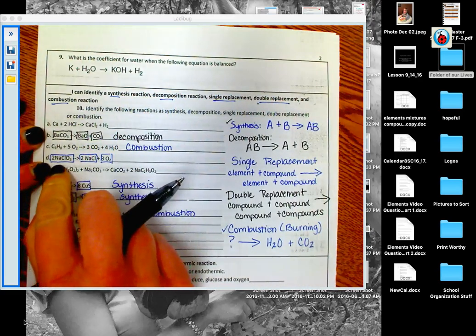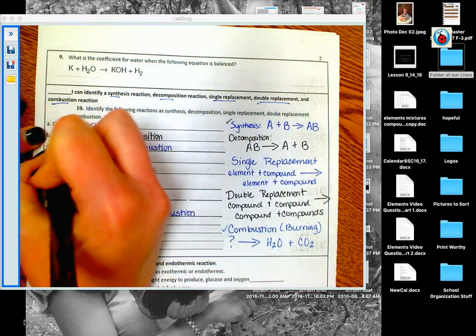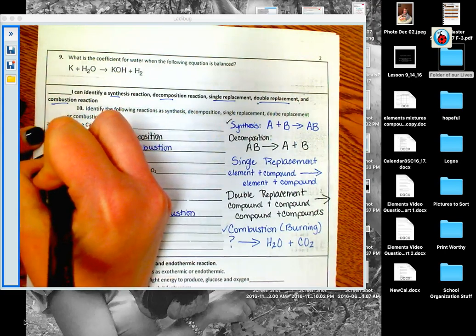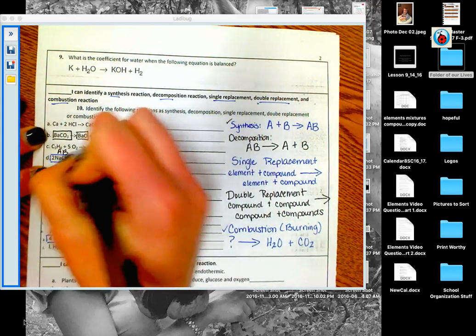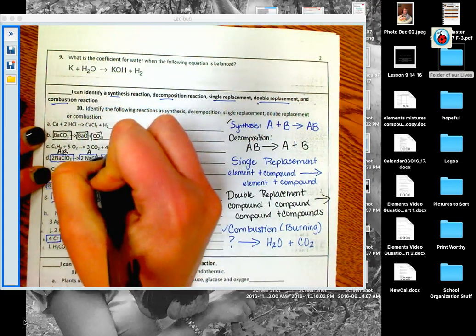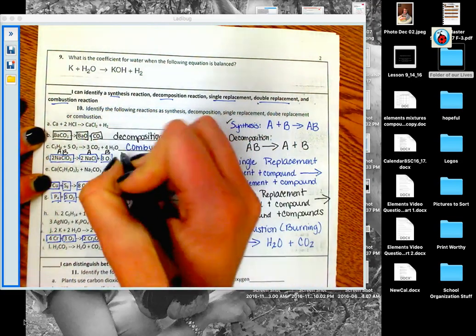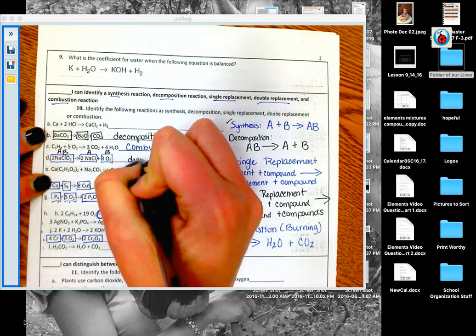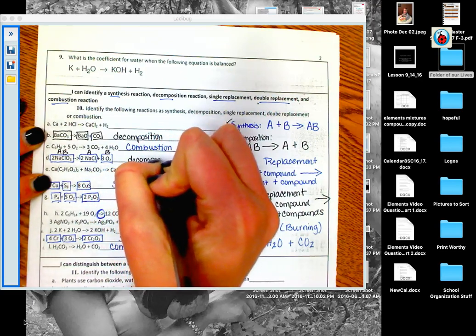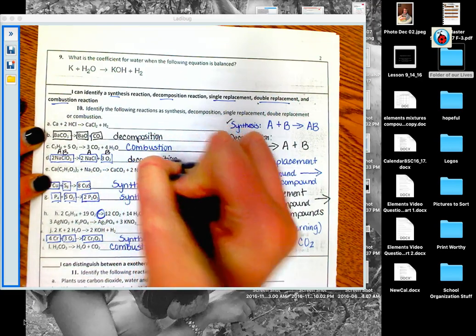Okay, down here I had already put boxes around this. So this means that you're starting with 1 compound. This would be our AB compound. And after, you broke it up into A and B. So this is also decomposition.